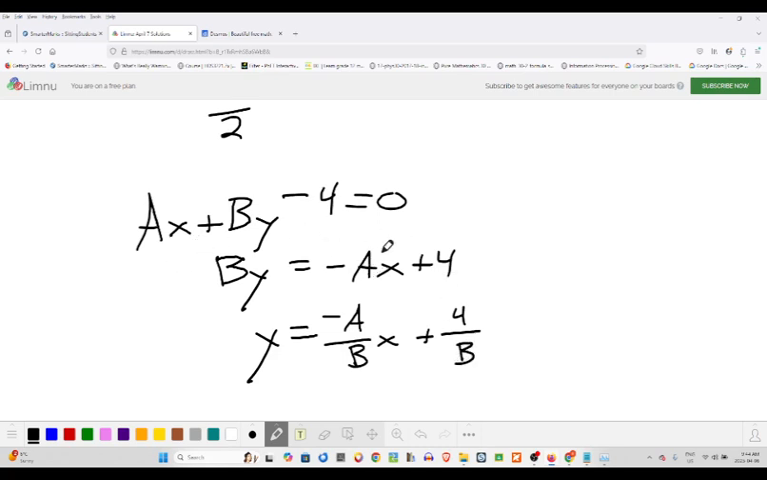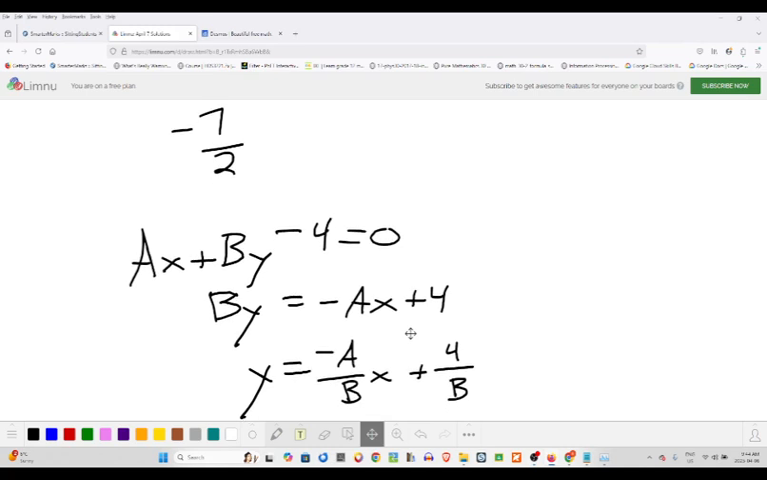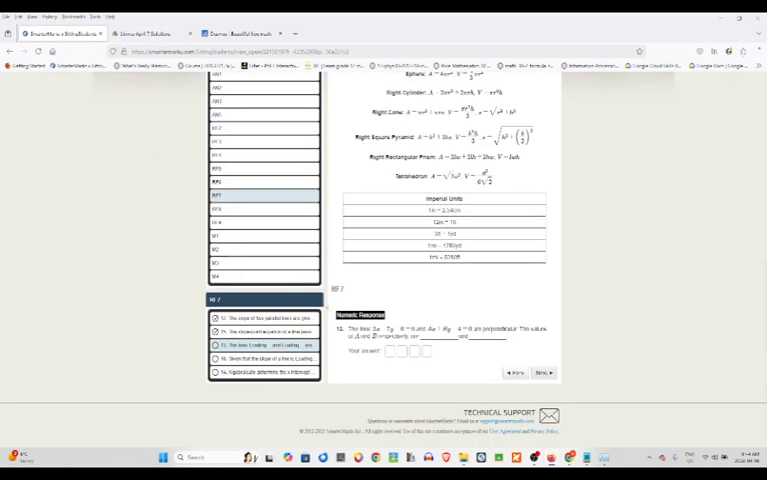Now, A and B cannot both be even. If they were, it wouldn't be in proper general form. So what we know is that negative A over B has to be equal to negative 7 over 2. So then A is 7 and B is 2.